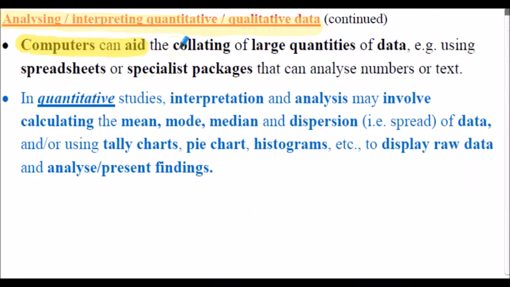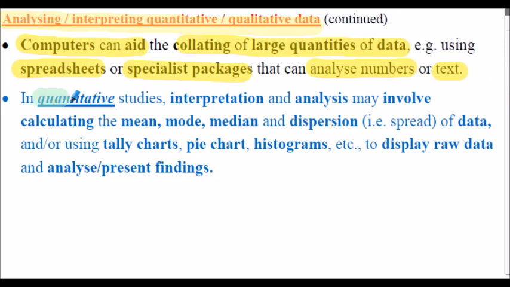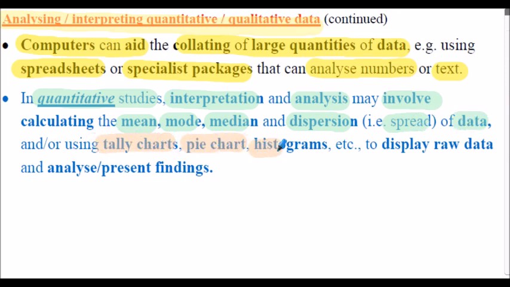Computers can aid the collating of large quantities of data, for example using spreadsheets or specialist design packages. And these can analyse both numbers and text, descriptive data. In quantitative studies, the interpretation and analysis may involve calculating statistical values such as the mean, the mode, the median, the dispersion, that's the spread of data, and use of tally charts, pie charts, histograms, etc. to both display the raw data and also to help analyse and present the findings.